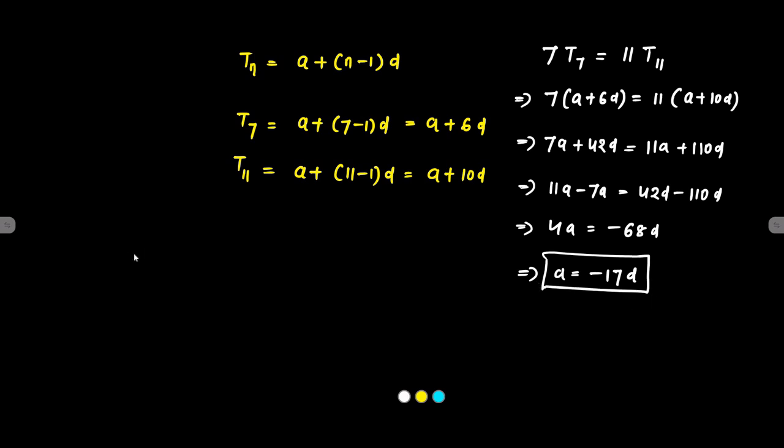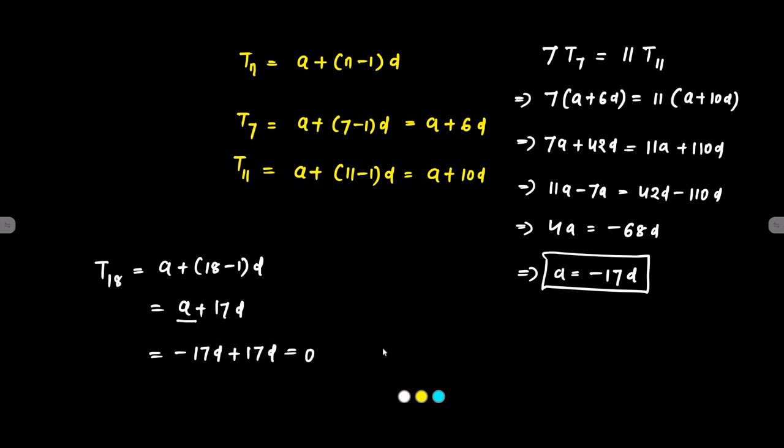Now it is asked what will be the 18th term. According to the nth term formula, it is A plus 18 minus 1 into D, or A plus 17D. Now we have calculated A in terms of the common difference, that is equal to minus 17D. So if we put minus 17D in place of A, minus 17D plus 17D is equal to 0. So the 18th term is equal to 0.